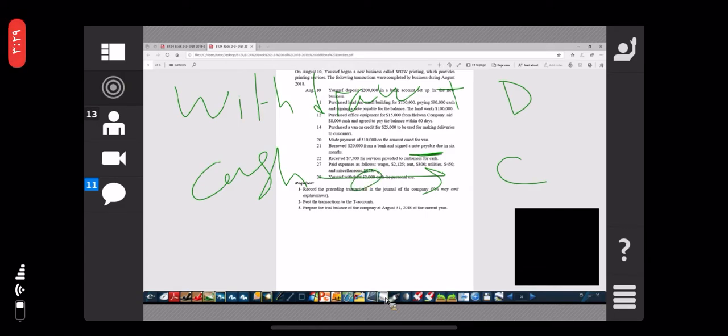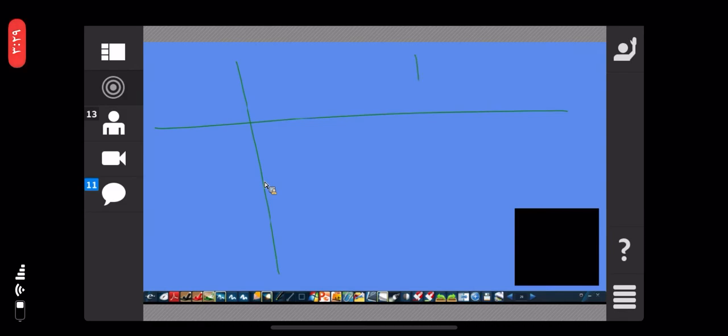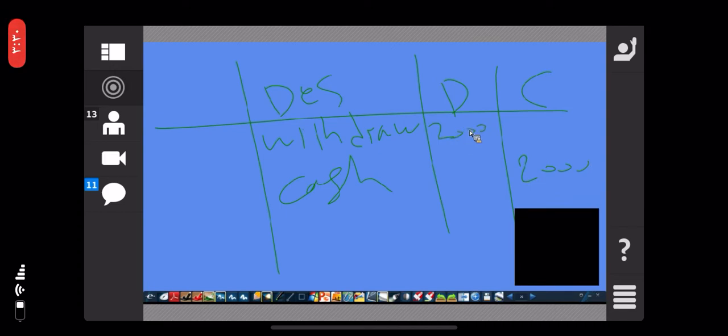So the journal will be debit, credit, description, withdraw, and cash, 2000. So this is the journal entry. Clear?